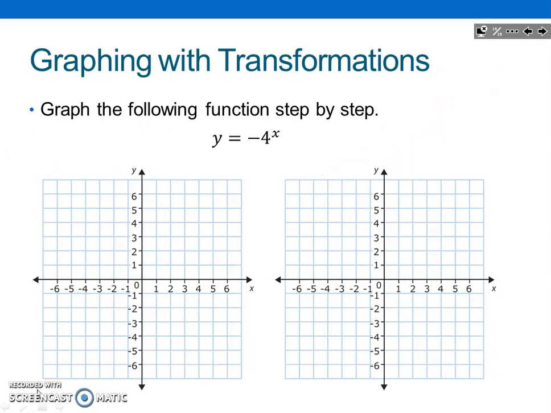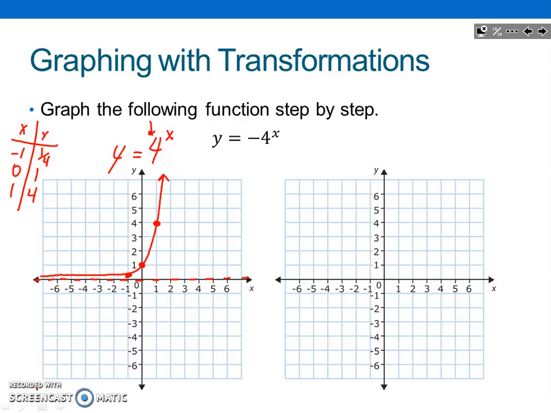Then let's look at our flips. Okay, parent function is y equals 4 to the x. I've got x, y, negative 1, 0, 1. 0 always goes with 1. 1 goes with our base, which is 4. Negative 1 goes with the reciprocal of the base, which is 1/4. So I'm going to go negative 1, 1/4, 0, 1, 1, 4. Do not forget your asymptote. Okay? So there's our parent function there.